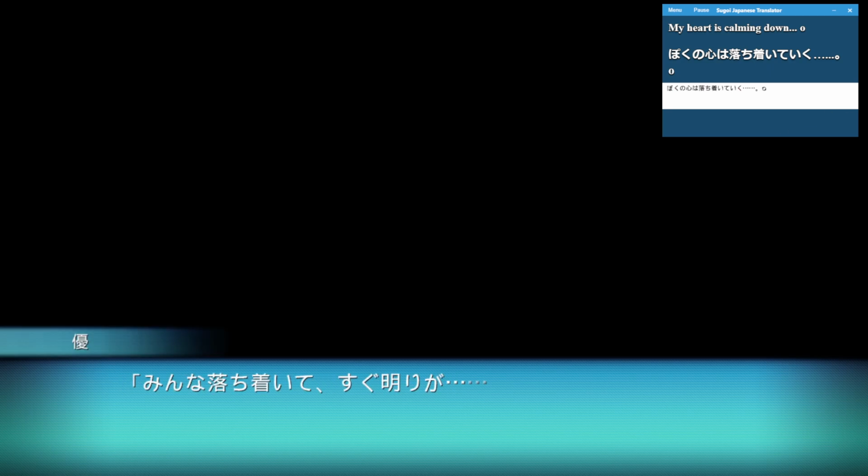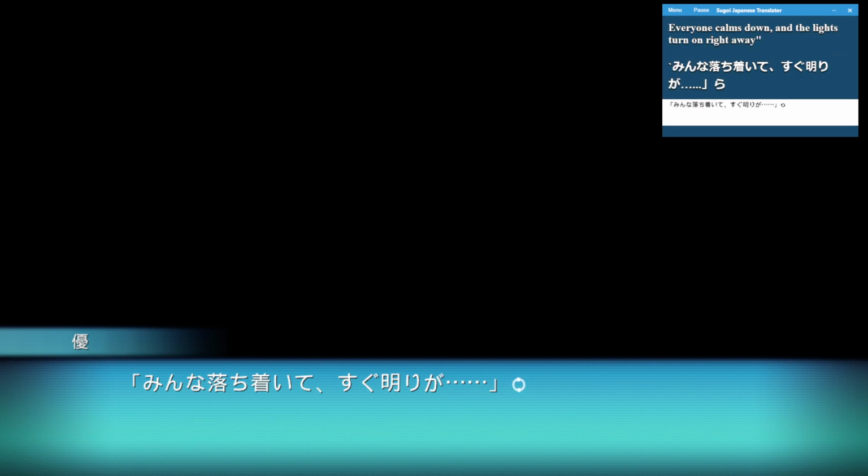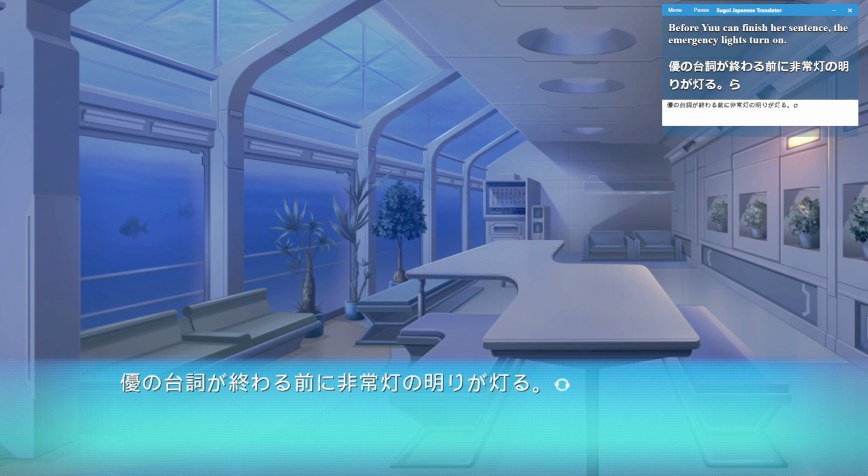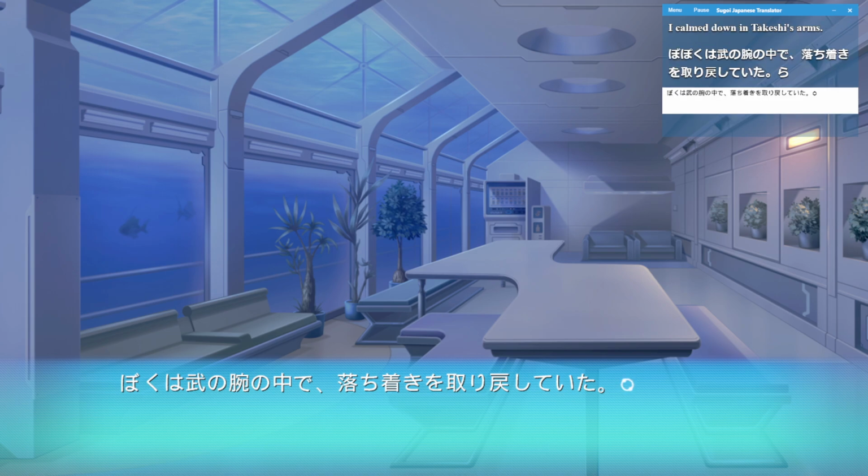Everyone calm down. The lights will turn back on right away, or something like that. Oh, that card is used for right away. Interesting. The lights will come on soon. The emergency lights, that is. Before you can finish your sentence, the emergency lights turn on. I regained my composure in Takeshi's arms.